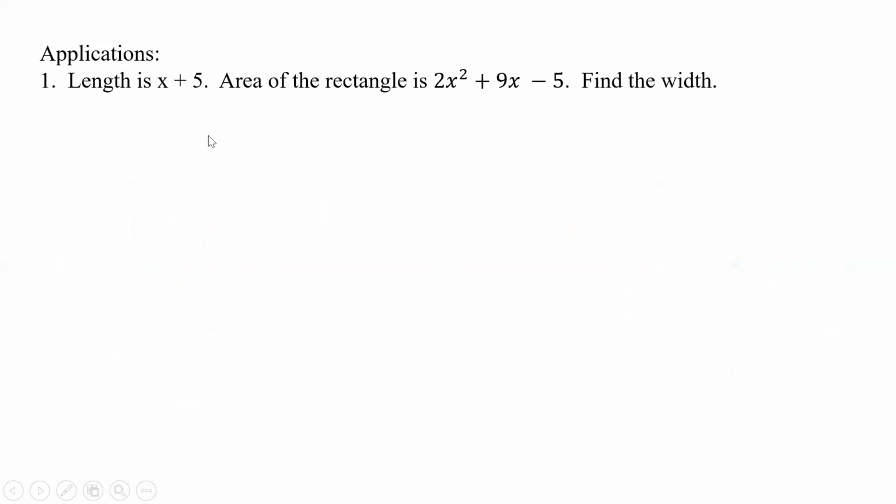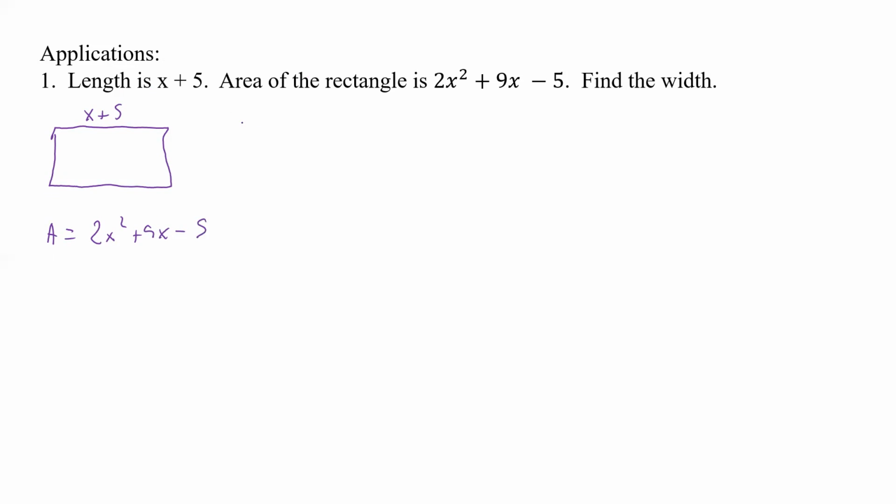All right, so now we have some applications. It says the length is x plus 5. The area, now this is of a rectangle, so let's draw our rectangle so we know what we're talking about here. So length is x plus 5, the longer side, and the area is equal to 2x squared plus 9x minus 5.